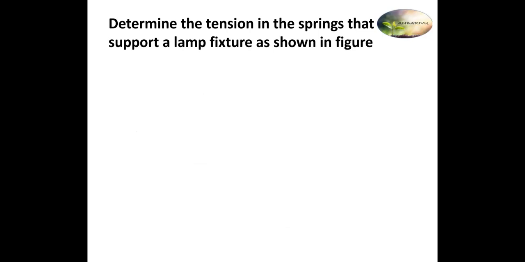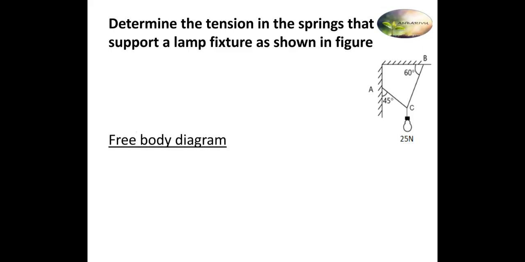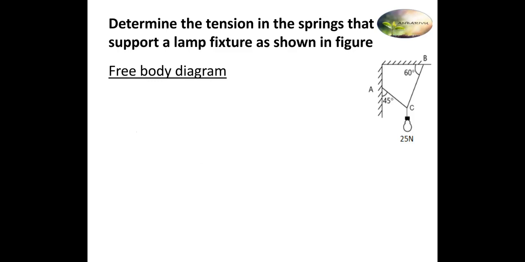Problem: determine the tension in the springs that support a lamp fixture as shown in the figure. In this diagram, they have given the lamp weight 25 Newton, two springs, one at A at 45 degree, another at B at 60 degree to the wall. Draw the free body diagram. Three forces: A, B and lamp weight 25 Newton.